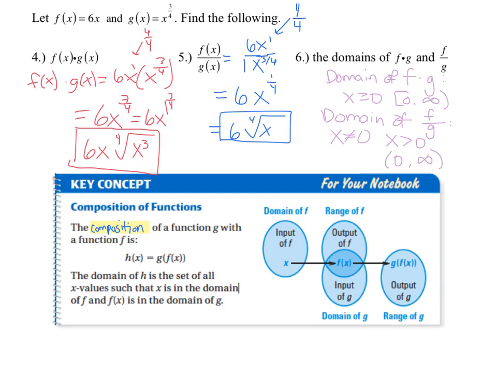The domain of h is the set of all x values such that x is in the domain of f and f of x is in the domain of g. So we're going to take function f, put it inside of g as the input in g, and then we're going to find our final output. Let's take a look at some examples.